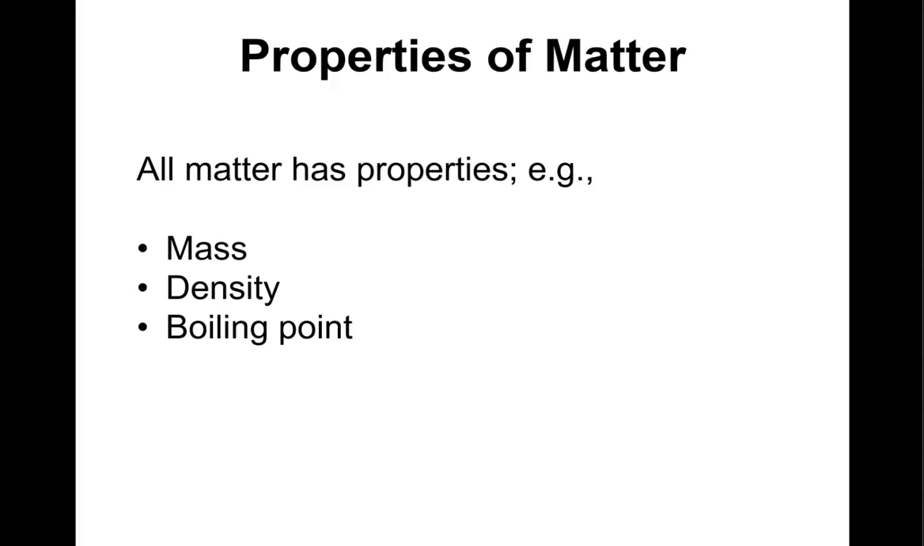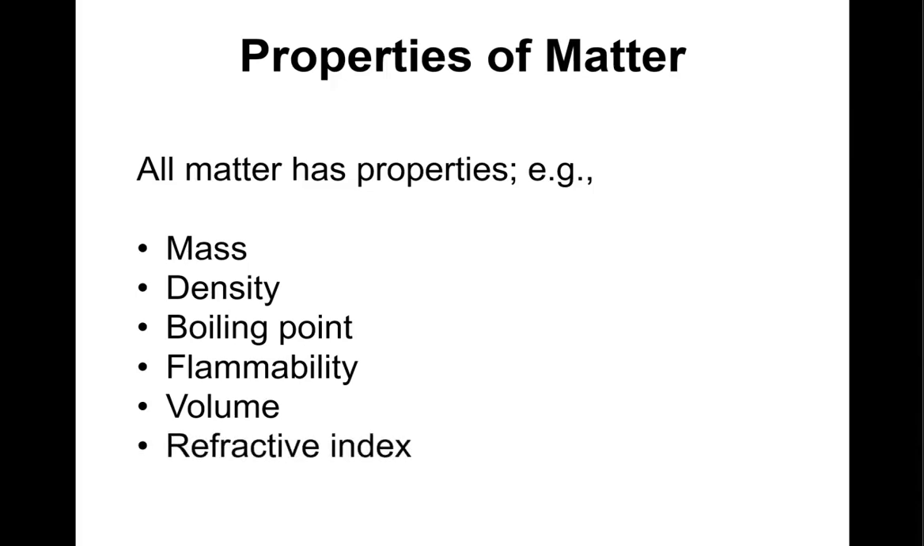Any sample of matter that's a liquid, for example, would have a particular boiling point. We could talk about whether or not it's possible to burn a particular sample of matter, so that would be its flammability. Any sample of matter is going to occupy some particular volume. So these are some examples of properties of matter. And one final way to think about properties of matter would be its physical state. Is it a gas? Is it a liquid? Is it a solid? Is it a mixture of those things?